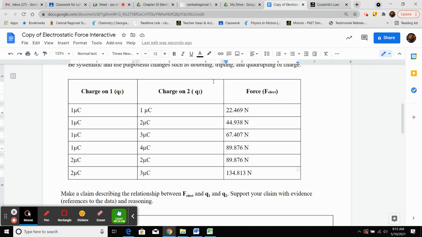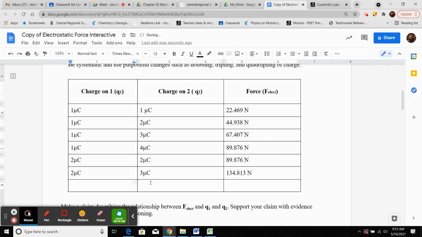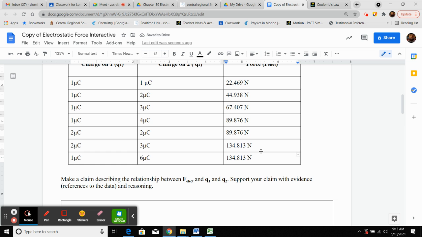Now I'm just going to add one other column. I'm going to right click here and say insert row below, and I'm just going to write this 1, 6, and it's going to be the same value, 134.113. I'm doing that so you can see that this is our baseline. Doubling one doubles the force. Tripling one of them triples the force. Quadrupling one of them quadruples the force.